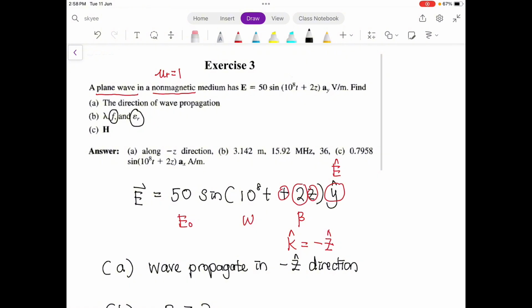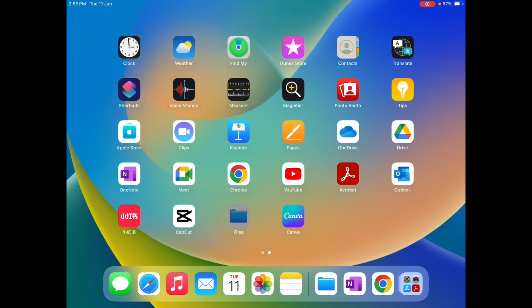We know that mu r is equal to 1, and if you look at the amplitude over here, there is no attenuation constant. The attenuation constant is the exponent, alpha z. You don't have this term. When you don't have this term, this shows that this medium is a lossless medium.